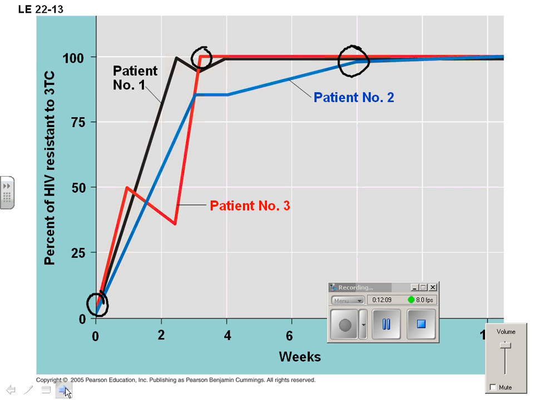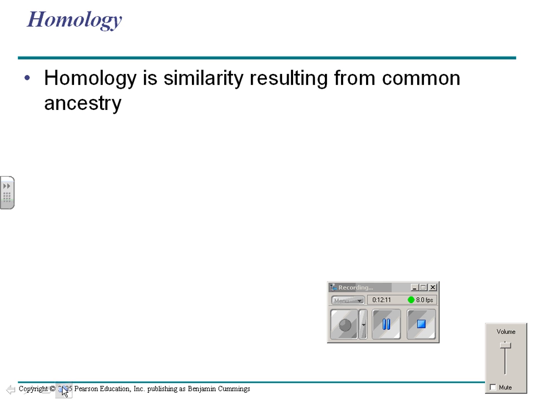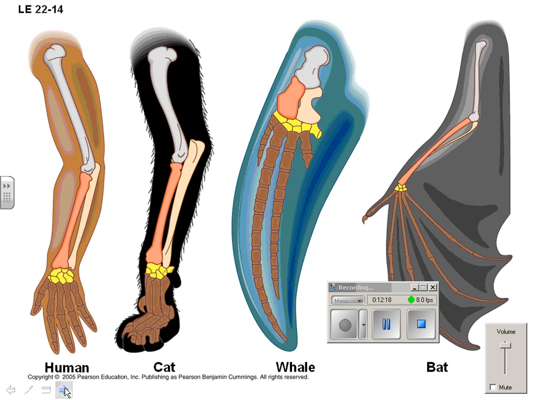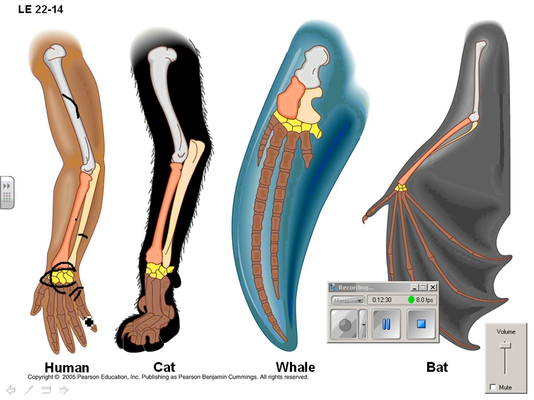Then some supports for the theory of evolution based on things we see. Homology. Homology is similarities. Okay, for example, here are 4 mammal limbs. Okay, humerus, radius, ulna, carpals, metacarpals, phalanges. Same here. Same here in a whale, same in a bat. They just look different based on how they're structured.